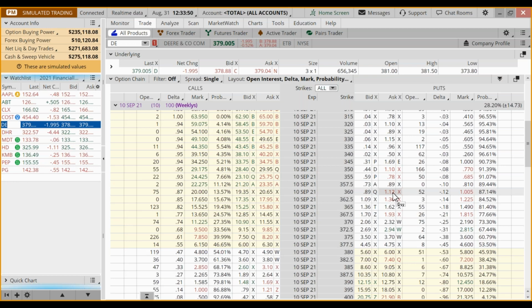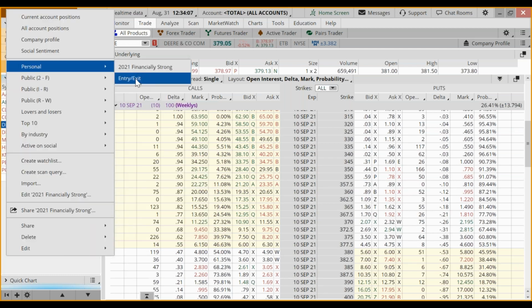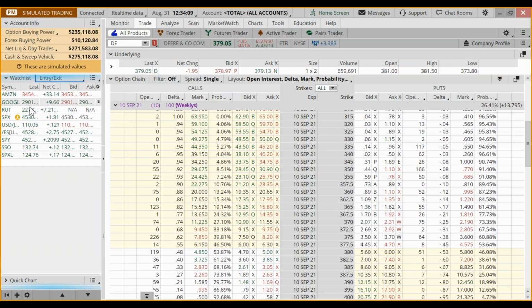I need something that has a lot of credit, and that is the SPX. You can trade other things, but I would keep it to these big boys. Maybe Amazon. The only thing with Amazon and Google, you're going to find a little bit less open interest. Let's take a look at Google.